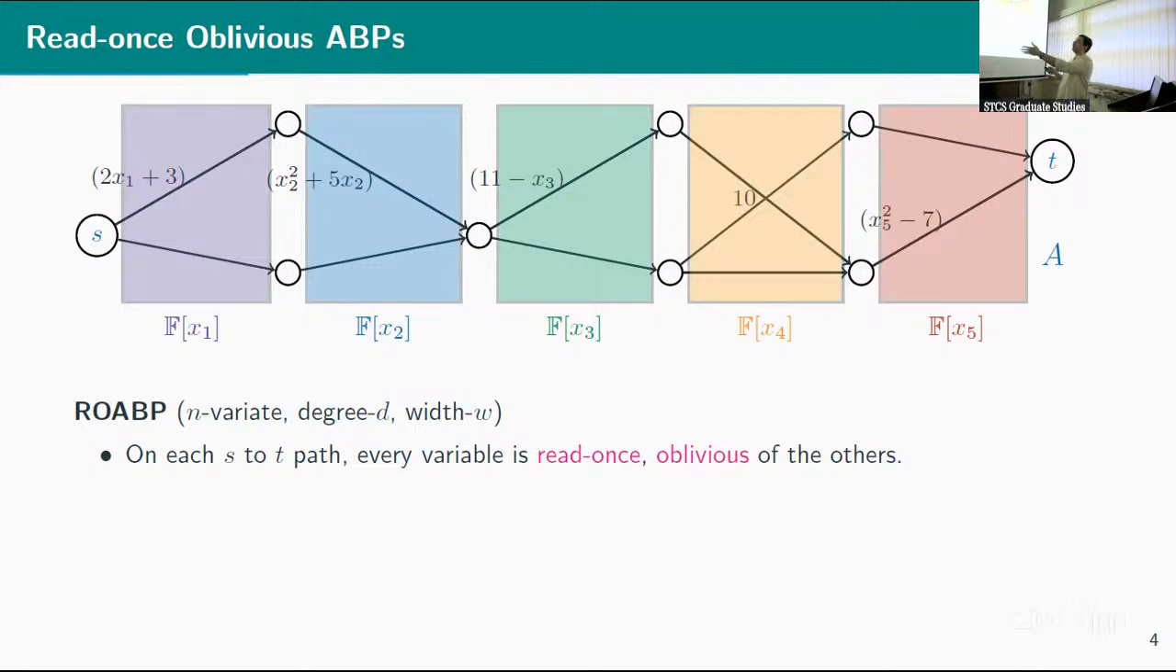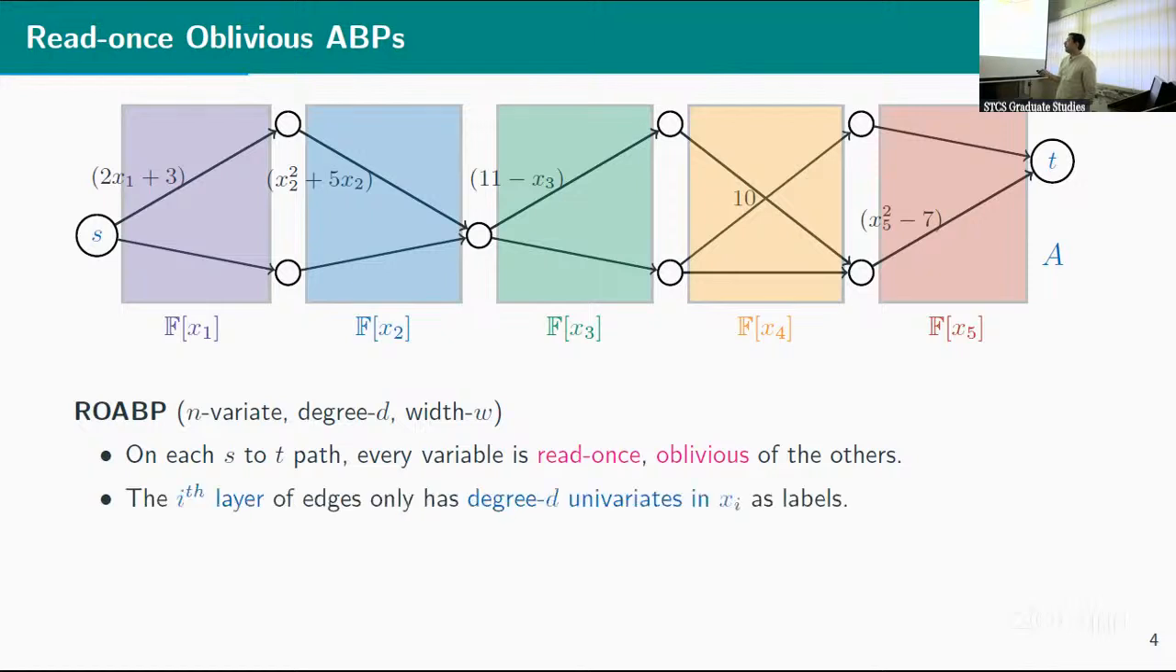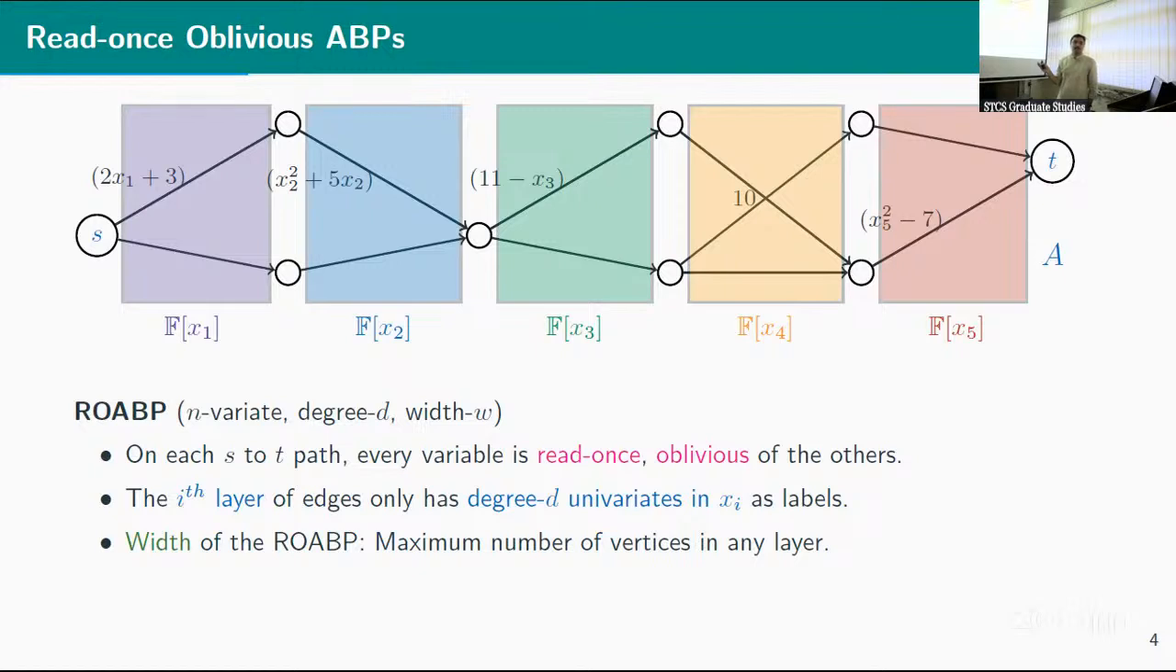An n-variate, degree d, width w ROABP will have n layers of edges, so n plus 1 layers of vertices. The univariates that appear are going to be of degree at most d. And width is just the maximum number of vertices in any layer. Given an ROABP, it computes a polynomial, or you can look at it the other way and say that this polynomial has an ROABP of this width. So that's what an ROABP is.